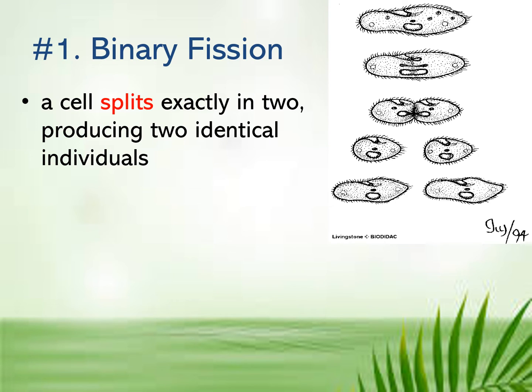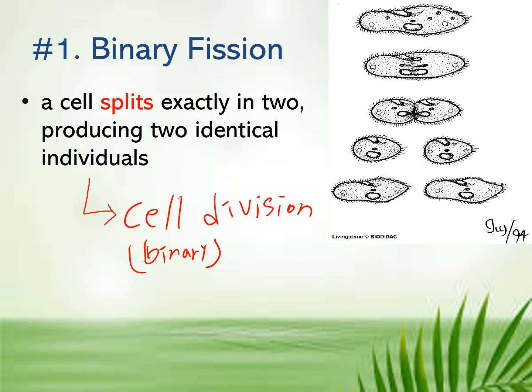The very unique thing about this method is, like I mentioned, the cell splits exactly into two. And that process, we generally call cell division. And I like to say binary cell division, a fancy way of saying it: bi means two. Binary cell division is a fancy way of saying the cell divides into two.